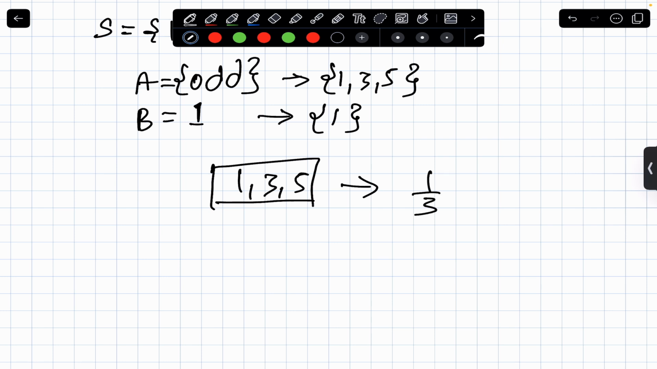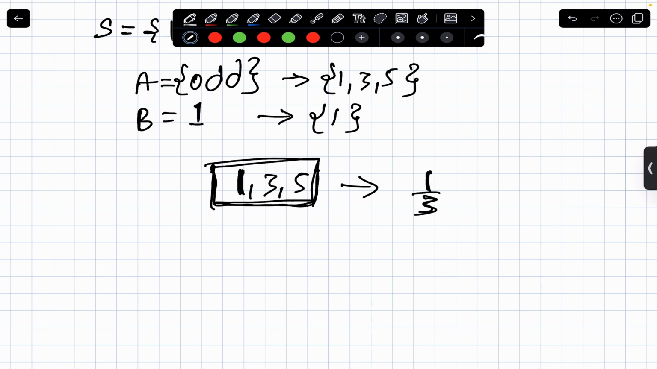See, 1 by 3. How? Because we have 1 here already. So if we are finding 1, then we have 1 here already also. Then if we want to find the probability of getting 1, what is our sample space here? 3. We have 3. Okay. And what is the probability of getting 1? 1 by 3. Simple.